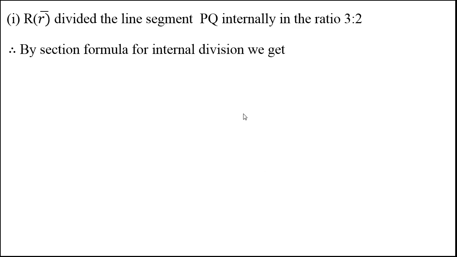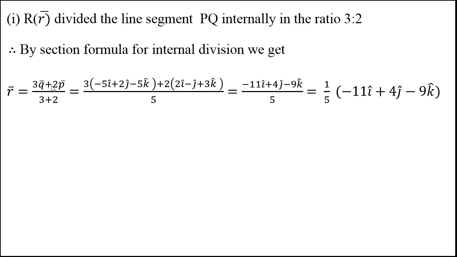Now if R bar divides PQ internally in the ratio 3:2, then by section formula R bar is equal to 3Q bar plus 2P bar upon 3 plus 2. MB bar plus NA bar upon M plus N. This is the section formula. So here M is to N is 3:2 and P and Q have position vectors P bar and Q bar. Now we put the values of Q bar and P bar here and simplify and get the position vector of point R. So here plus sign is used in formula. So this is for internal division.